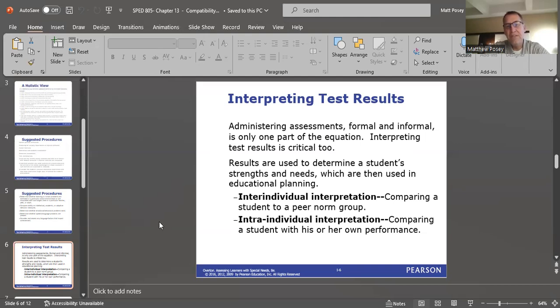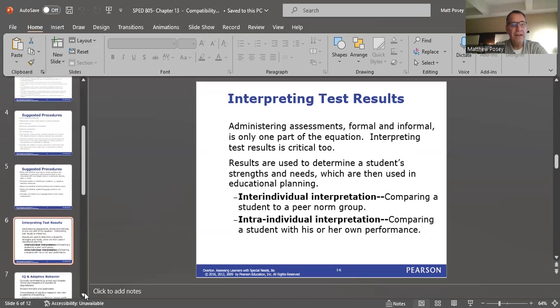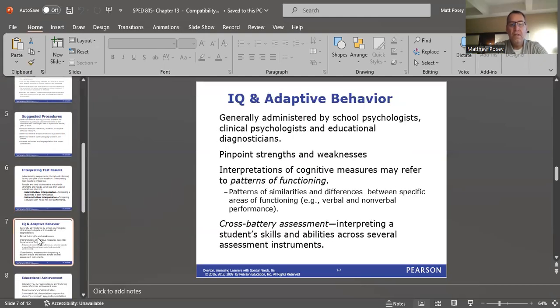So we have an inter-individual interpretation. So it's basically when we compare that student score to their peer norm group. So that's inter-individual interpretation. Then we also have intra-individual interpretation. That's comparing the student with his or her own performance. Okay, so we're looking at a couple different areas there as well.